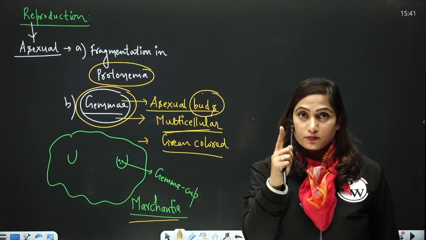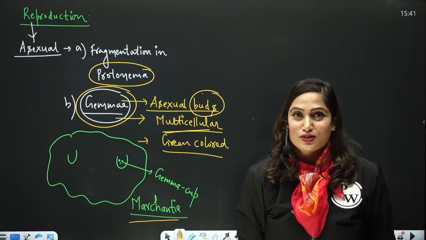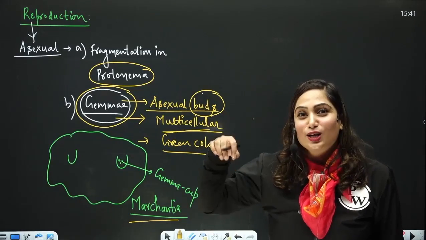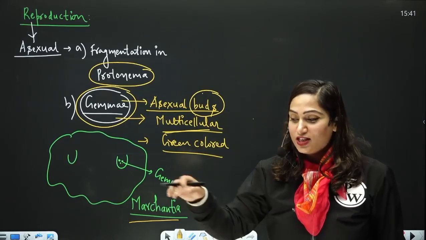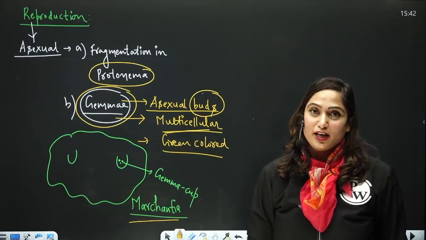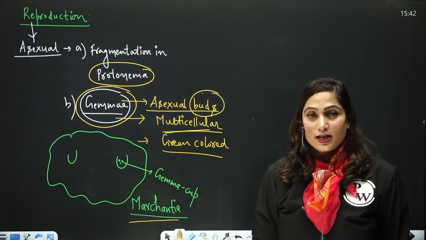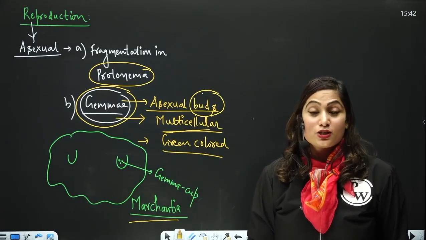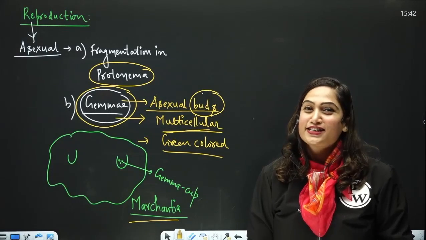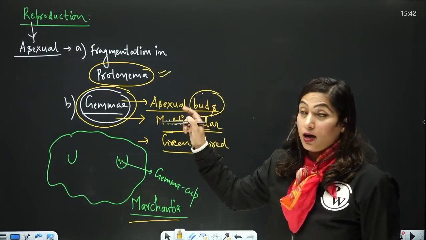These are multicellular. A single gemma is a multicellular structure. It is not a unicellular structure, and they are green colored because every gemma has chloroplasts in it. When this gemma germinates on the soil, it gives rise to a new gametophyte of Marchantia. So this is how gemmae help in asexual reproduction. Clear? What you have to remember about gemmae: it is not an asexual spore, it is an asexual bud. It is not unicellular, it is multicellular, and it is green colored. Okay.